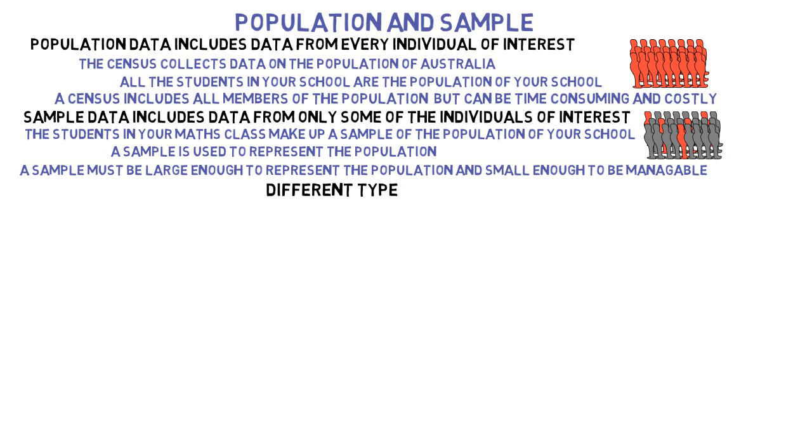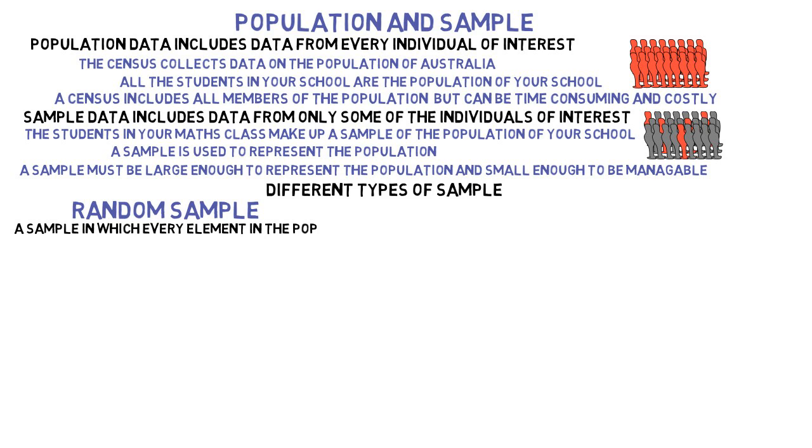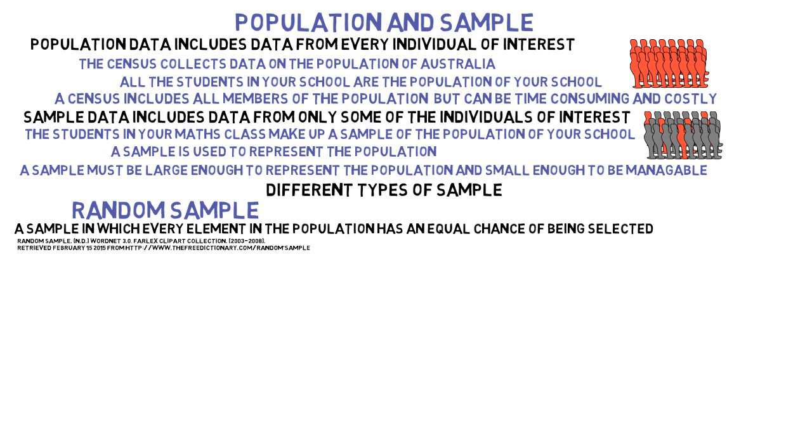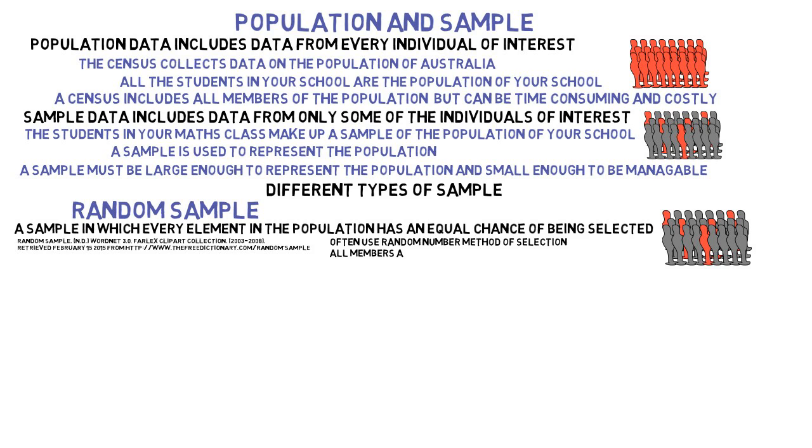We have some different types of sample we can use. Firstly, random sample. This is a sample in which every element of the population has an equal chance of being selected. So often we'll use a random number method of selection, where all the members are allocated a number and then a calculator or a spreadsheet is used to generate a random number to indicate the members selected.